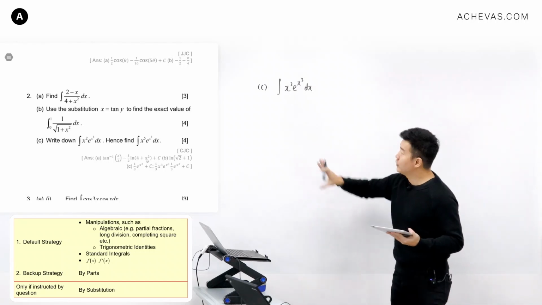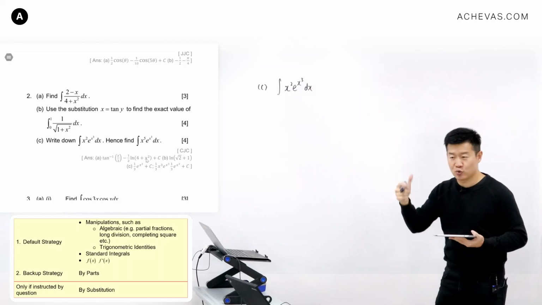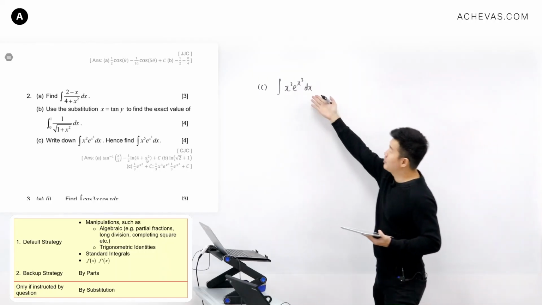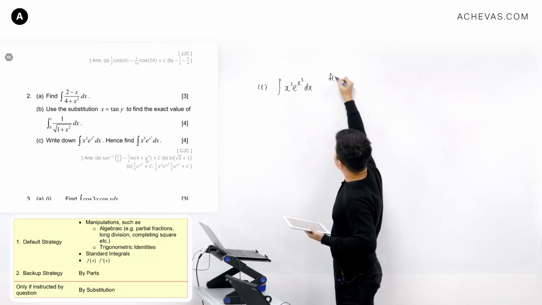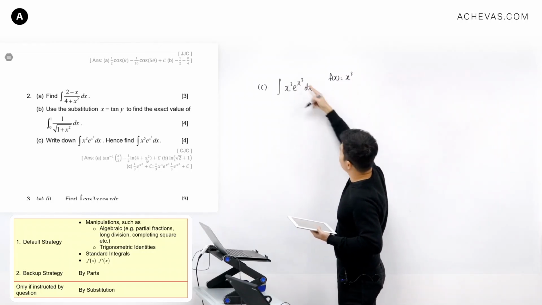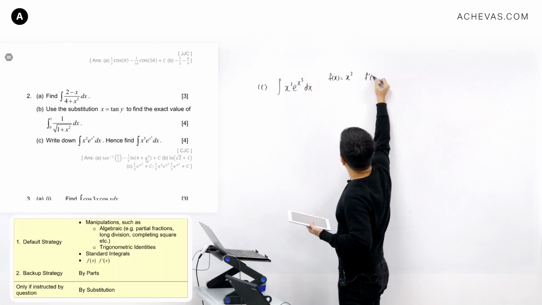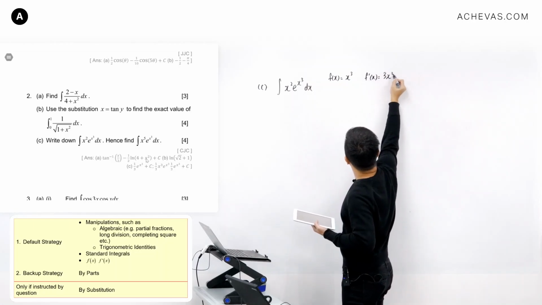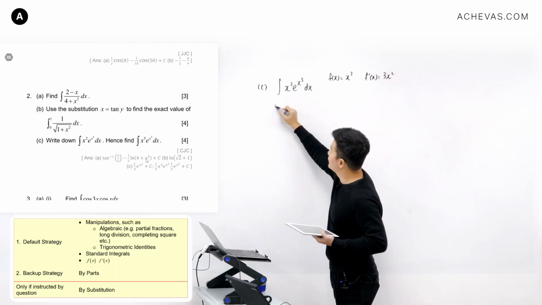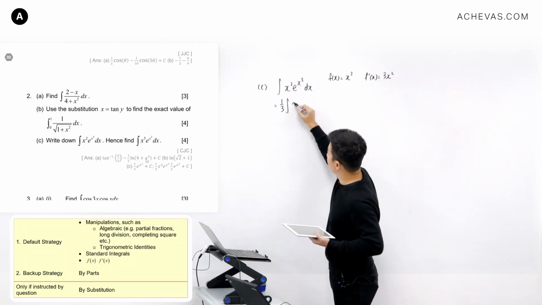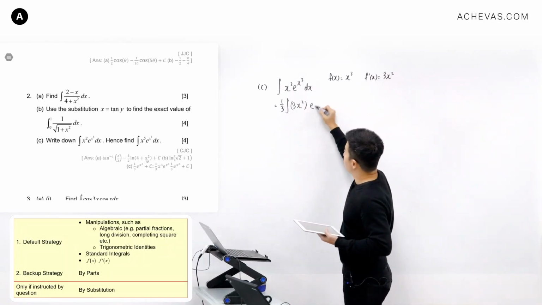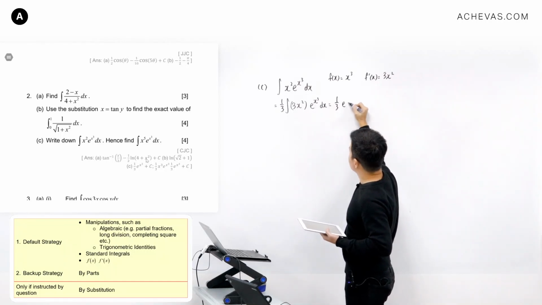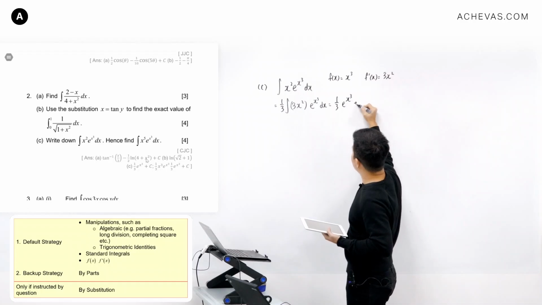So what is our default? Our default is manipulate to standard results or f(x), f prime x. And I can apply f(x), f prime x here, right? Because if I were to let f(x) be equal to x to the power of 3, then f prime x is simply 3x squared, and I can very easily get it here. This is 1 over 3, and we have a 3x squared. This is my f prime x, e to the power of x to the power of 3 dx. So integrating this, it is just simply e to the power of x to the power of 3 plus c.